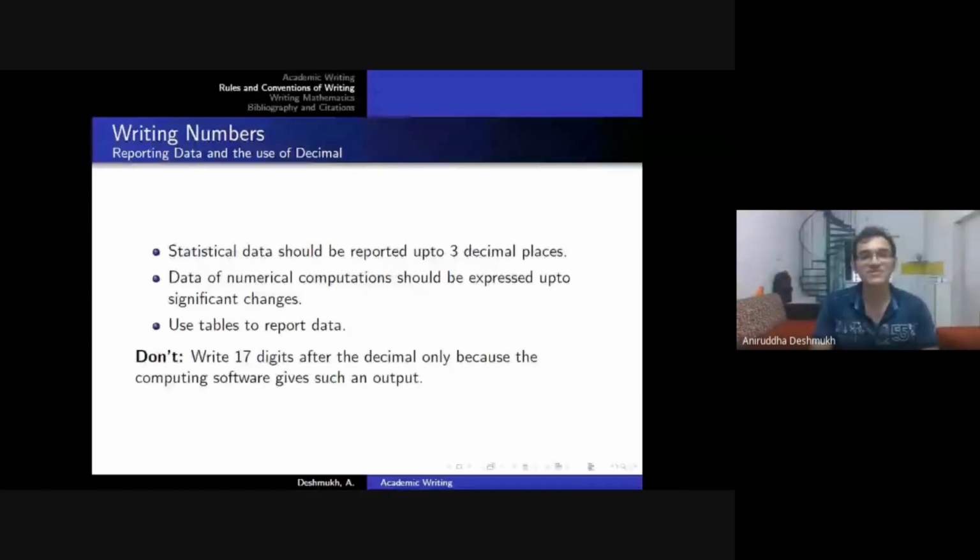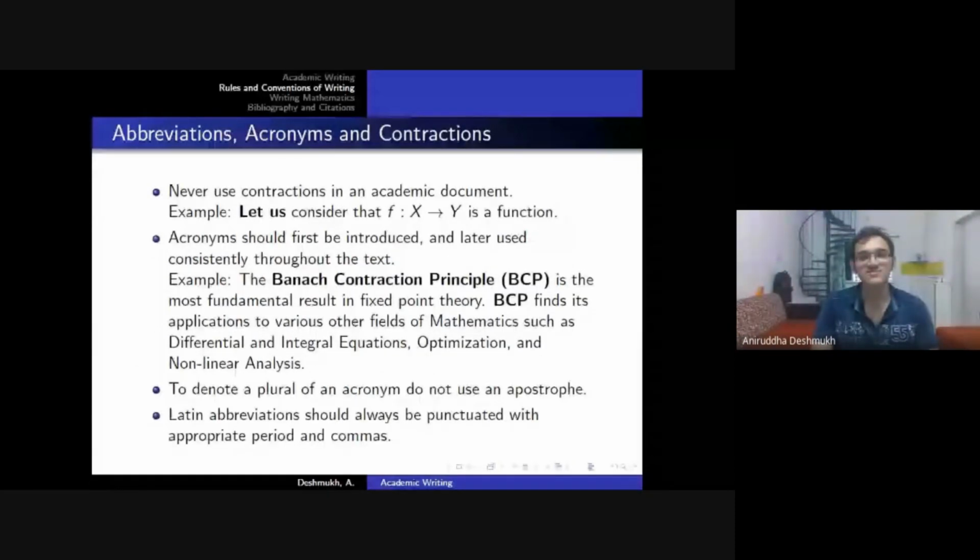Now, the other thing which you have to keep in mind is the use of abbreviations, acronyms, and contractions. So there is a difference between these three words. Basically, contractions are something like I will is contracted to I'll, or let us is contracted to let's. This is called contractions. Abbreviations and acronyms are what we call short forms of something. So in an academic document, we never use contractions. You always write the full sentence with the complete words which you have to use.